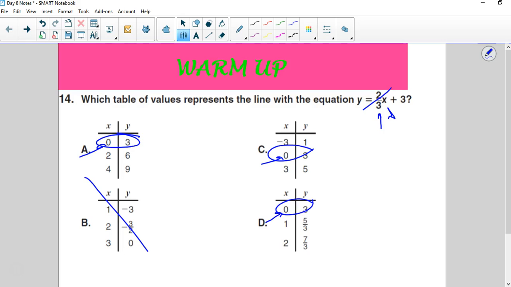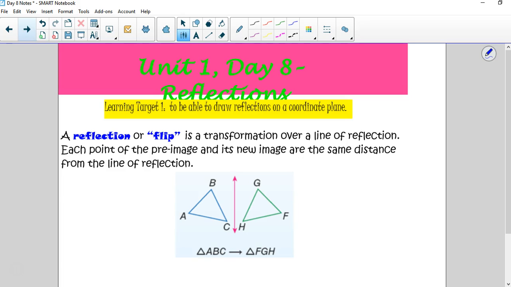So I have a 3 here. I'm going to plug in 2/3 of 3, x plus 3. The 3's cancel. I end up with 2 plus 3, which is 5. So there's my answer. I don't have to go through and prove any of the ones wrong. That's my answer. Okay, so day 8, reflections.